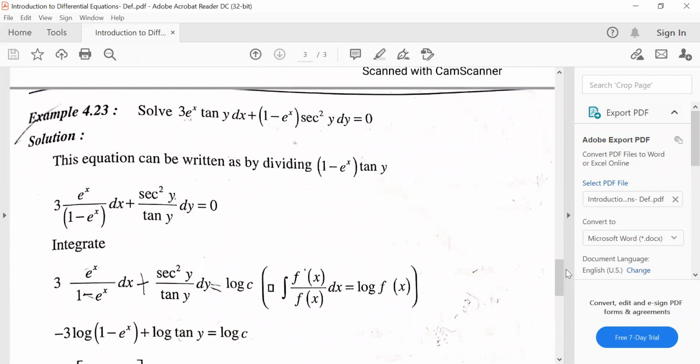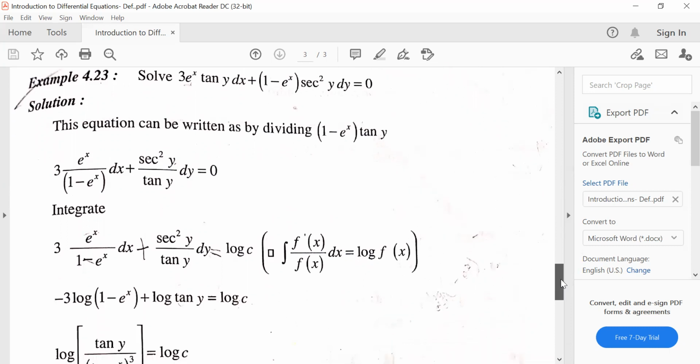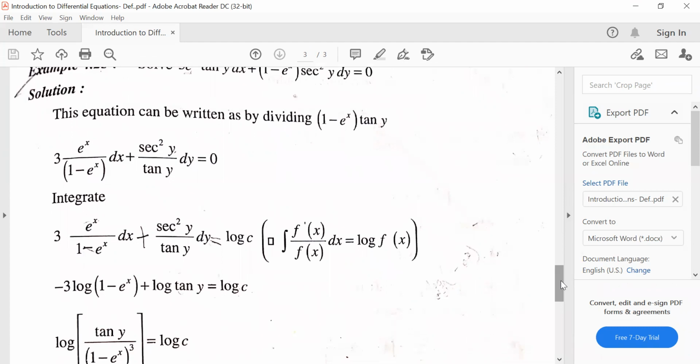By observing this, just for one minute, we can see that this can be made variable separable. See here how we have done it. By observing (1 minus e power x) into tan y, we can divide by it. It's a trial method first. If we divide with this, we see that the immediate step is converted into all the functions of x on one side and all the functions of y on the other side. See here, e power x by 1 minus e power x, and secant square y by tan y. That means the variables are separated. Now we can go for the integration.